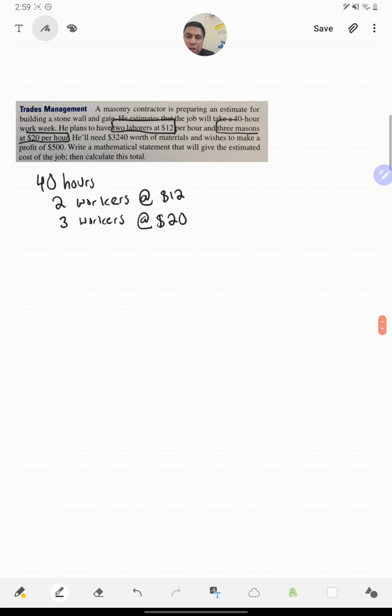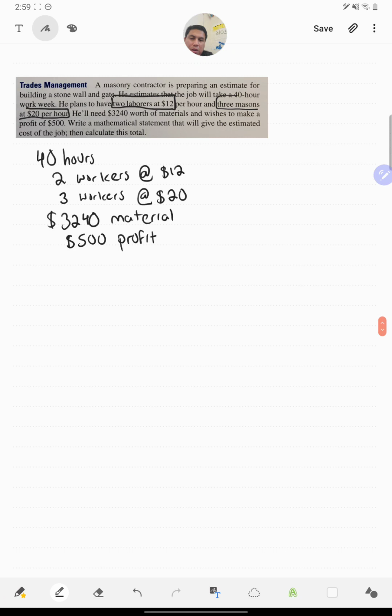Then we know that the total cost of the material is $3,240, and the contractor would like to make a $500 profit. So in this case, let's look at this. We want to know how much would the whole cost of the job be. So cost of the job. Okay, so in this case, we want to know the cost of the job.